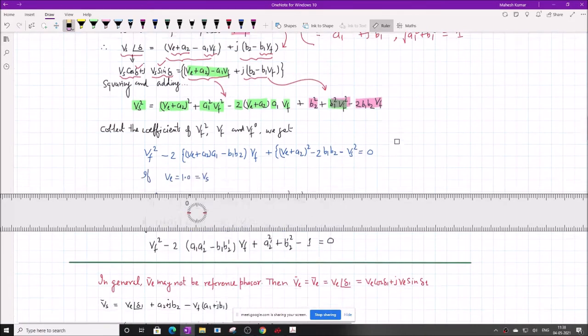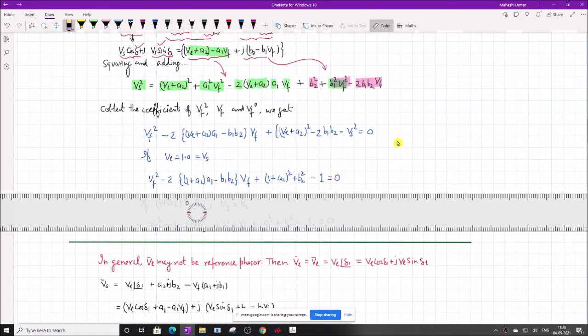Now we arrange these terms in the power of BF: BF square, BF1 and BF0, that is the constant term. Then we will get BF square. If you see this term, A1 square BF square plus B1 square BF square, it becomes BF square because A1 square plus B1 square is 1. So these two terms become simply BF square. And then the remaining terms are the coefficient of BF and the constant term.